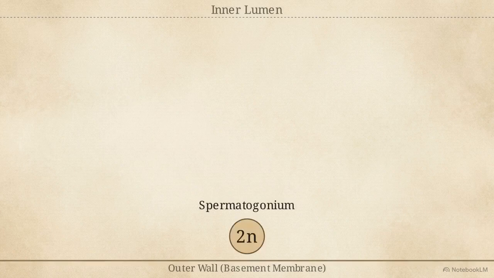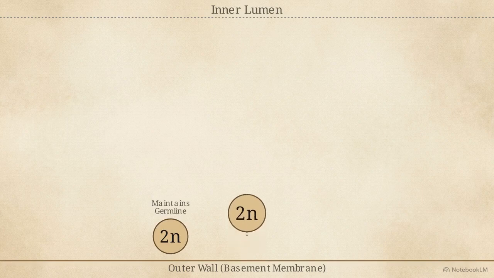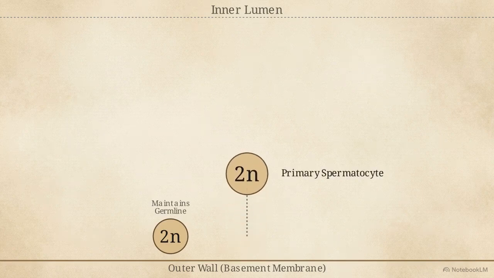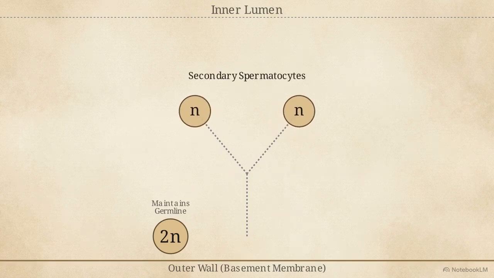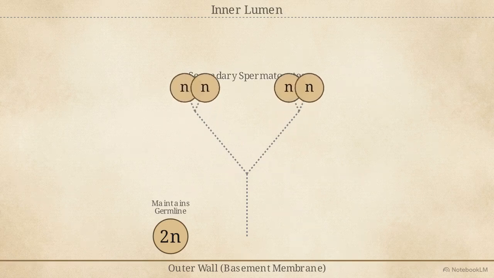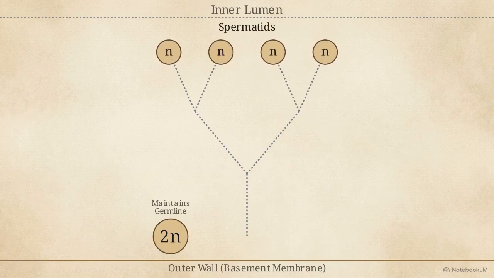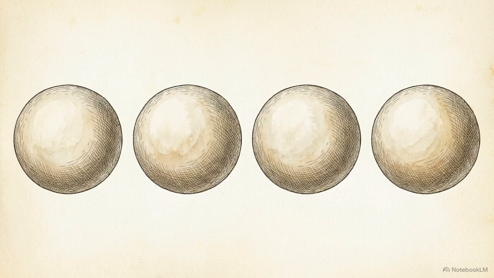This cross-section shows the process initiating. A diploid spermatogonium clones itself via mitosis. One pushes inward, differentiating into a primary spermatocyte. Entering meiosis I, it divides into 2 haploid secondary spermatocytes. In meiosis II, they divide again, yielding 4 identical haploid spermatids. Technically, this specific point marks the end of spermatogenesis.